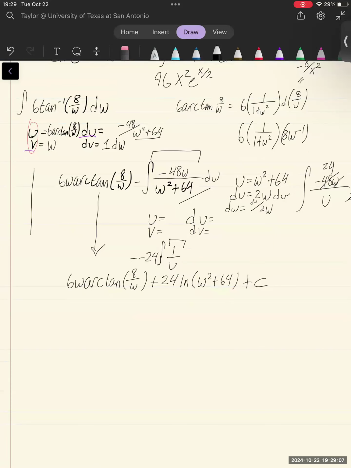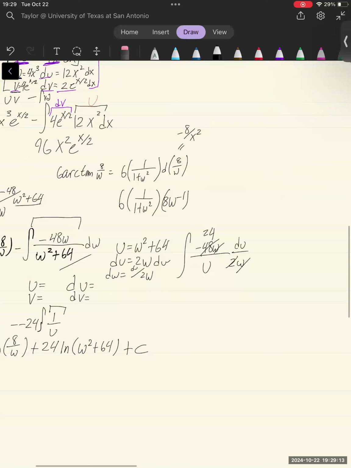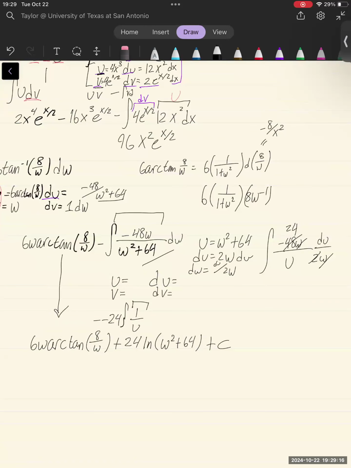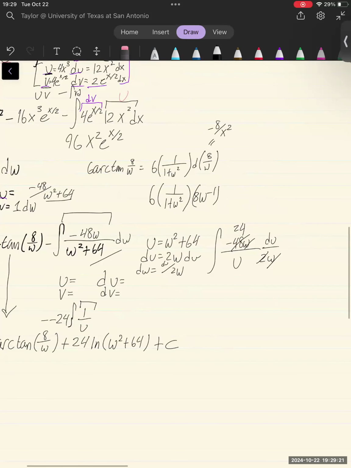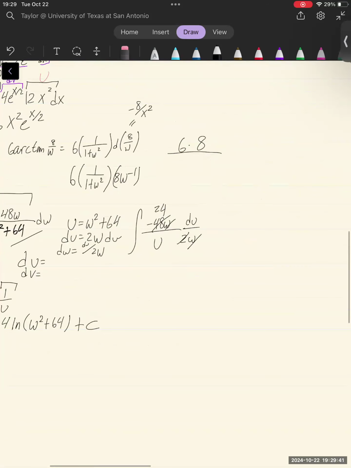I'm so confused how you guys got negative 48 over w squared plus 64. I don't get where the 64 came from for some reason. So we have, in this term here, 6 times, actually, I'll just go ahead and put everything in the numerator. You get 6 times 8 over w times 1 plus w squared.